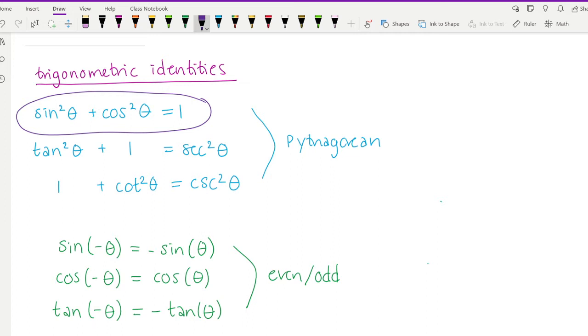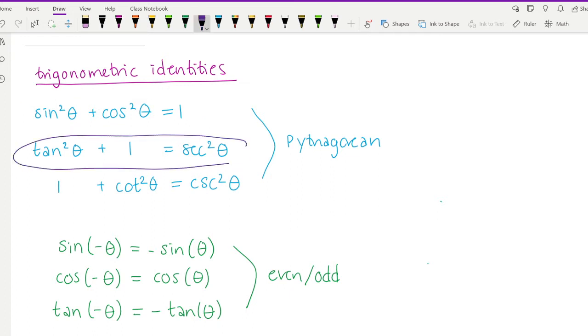Sine squared divided by cosine squared is tangent squared. Cosine squared divided by cosine squared is 1. 1 divided by cosine squared is secant squared. So this entire second identity just comes from taking the first identity and dividing everything by cosine squared.